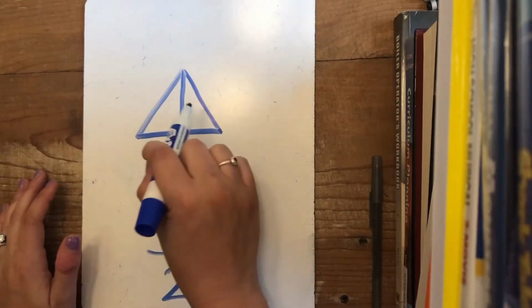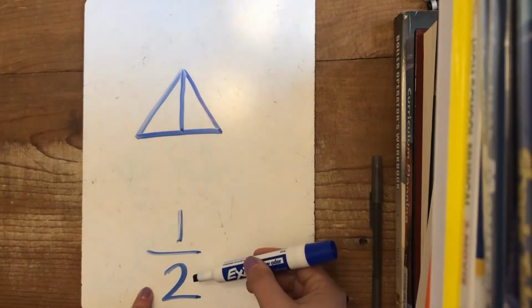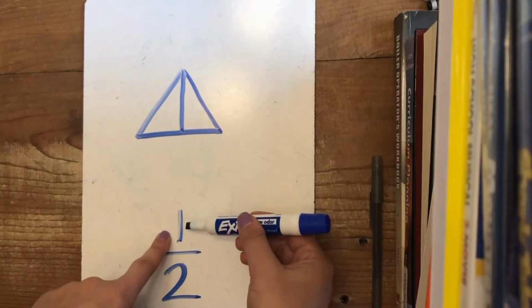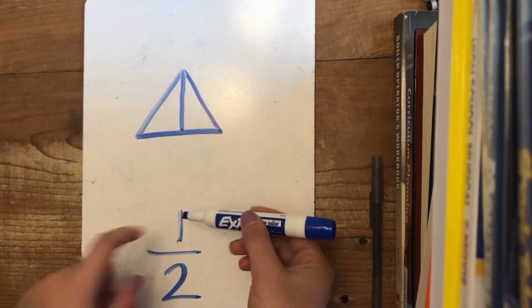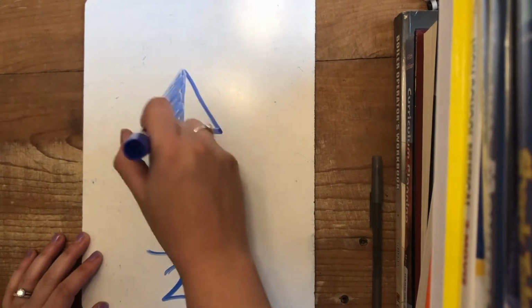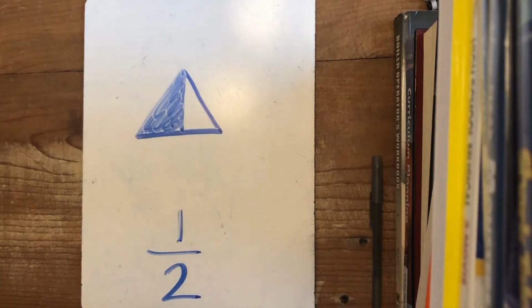I've got 2 pieces because that's the amount we have down here. Your total amount is always going to be on the bottom. And then we're going to shade in how many? 1. So I'm shading in 1 piece of my triangle, and that represents 1/2.